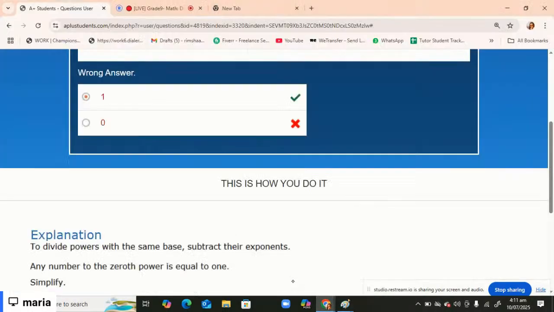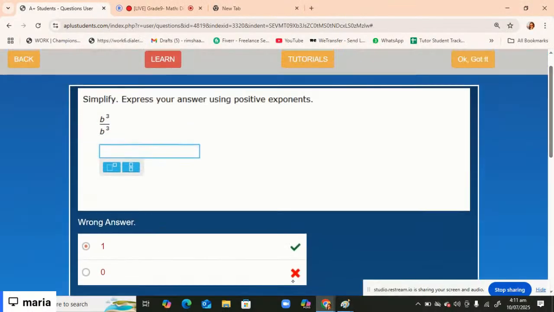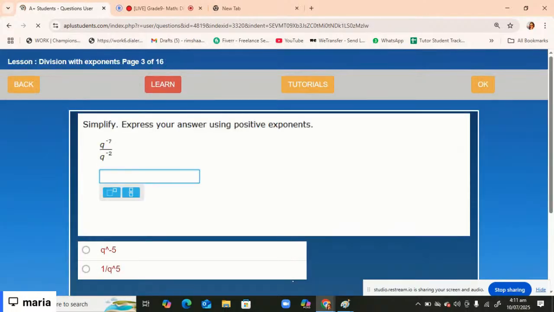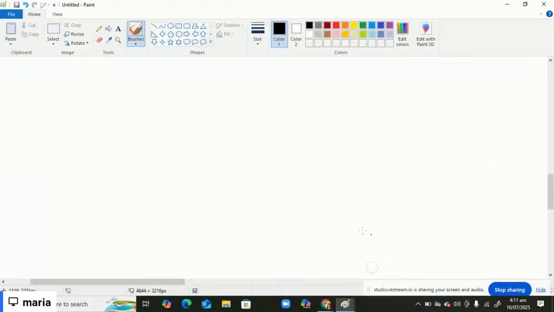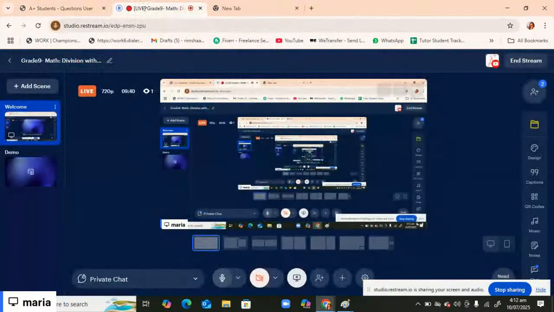Now when we are solving this, yeah, here we did it the wrong one. Q power minus 7 and q power minus 2. Now you guys tell me, express your answer using positive exponents. Sorry, exponents, not integers. These both are in the form of negative: q power minus 7 and q power minus 2. When we are going to solve it, look at here. Let's do it together. You guys solve it. Okay, I'm waiting. Tell me the answer.